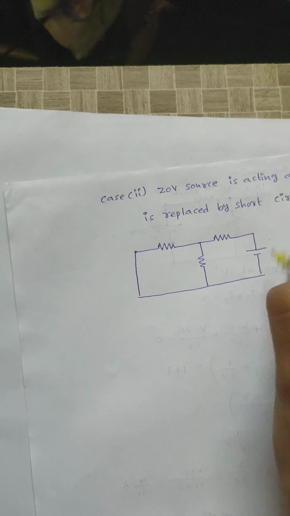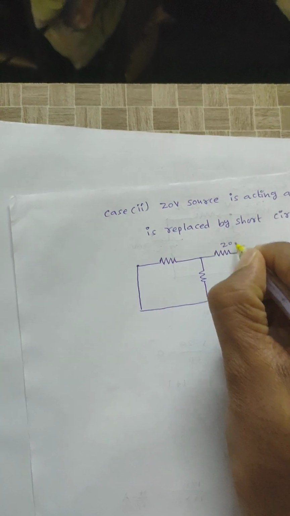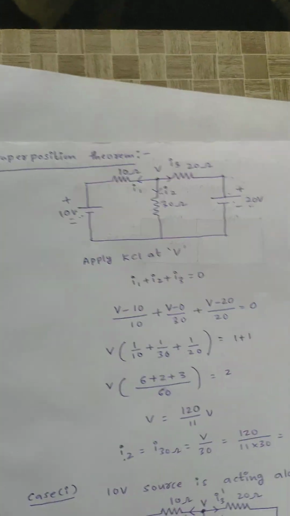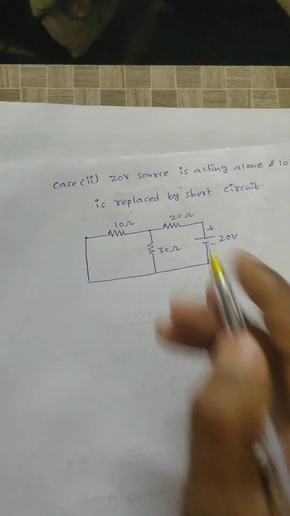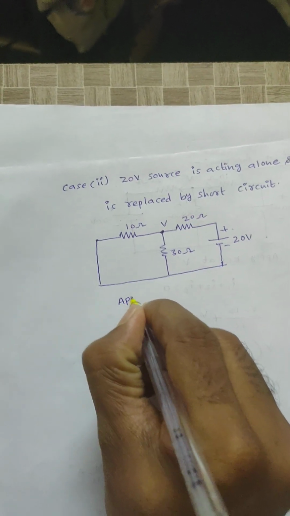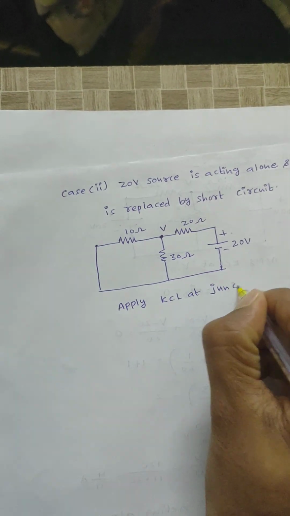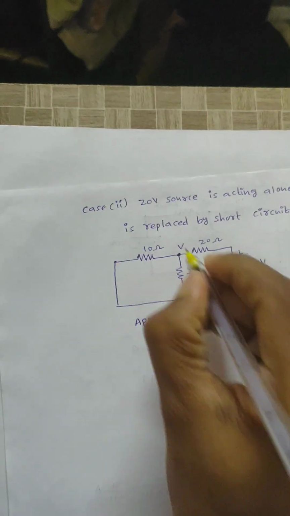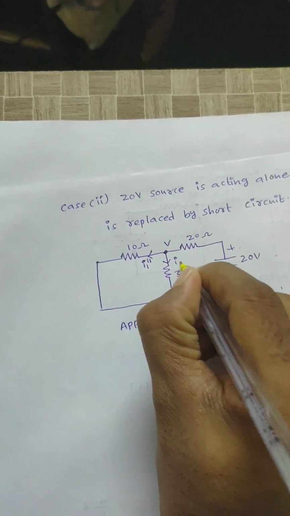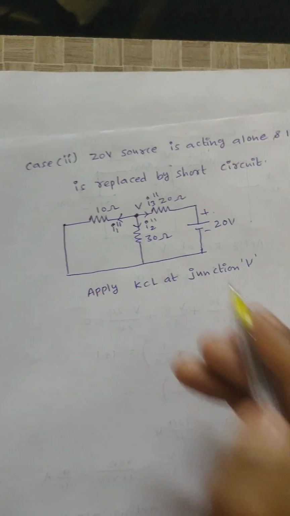Plus minus 20 volts, right? It is 20 ohm, 10 ohm, 30 ohm. Okay, all values are correct. Then again identify the number of junctions, apply KCL at junction V. Okay, at this second case I am assuming currents are I1 double dash, I2 double dash, and I3 double dash. Okay, apply KCL at that junction.